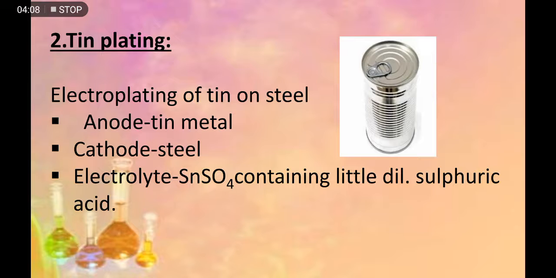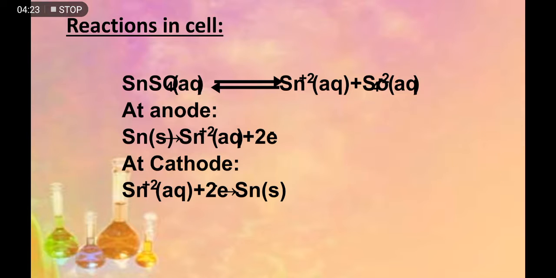During tin plating, anode will be tin metal and steel will act as cathode, and our electrolyte will be stannous sulfate containing dilute sulfuric acid. Two reactions take place in this process. In the first step, stannous sulfate will be ionized as tin ions and sulfate ions, and during redox reaction, oxidation takes place at anode, and stannous ions will be produced, and these electrons will be used for reduction of these ions, and tin metal will be produced.